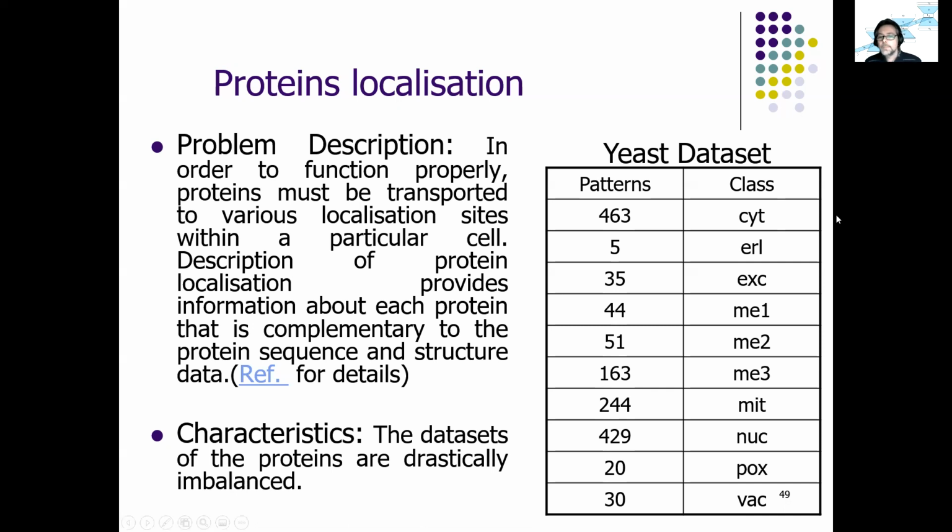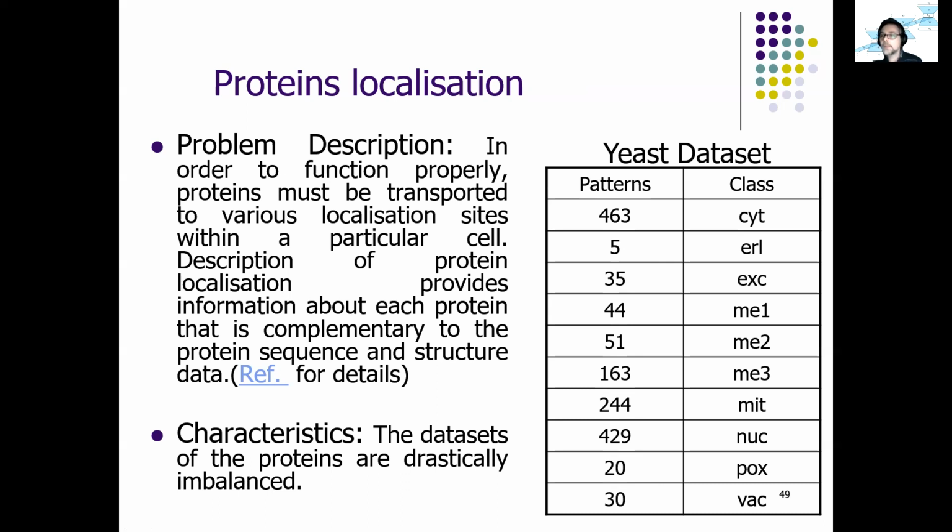But you can see what's the problem. The problem is that you have different kinds of proteins. The proteins are localized at different sites, localization sites of the cell. And the problem is that they belong to different classes. And you see that some of the classes have a large number of examples. Some other classes have a much smaller number of examples. So you have 5 here, 20, 30, 463 there. Okay, so it's drastically imbalanced. You have classes which have a very small number of data points.